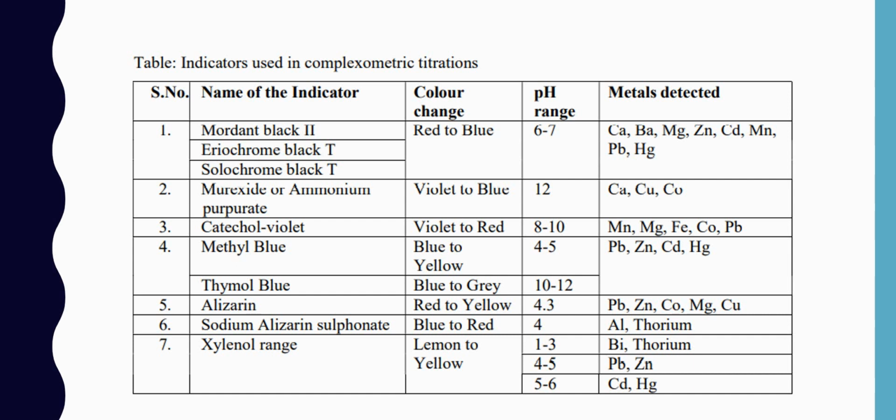Third we have catechol violet, so violet to red is the color. Methyl thymol blue, blue to yellow, thymol blue, blue to gray, alizarin red to yellow, it is one of the important indicators. Next is sodium alizarin sulfonate, blue to red, metals detected and pH range is also given. And next is xylenol orange, lemon to yellow color, and different pH ranges for different metal ions are mentioned.